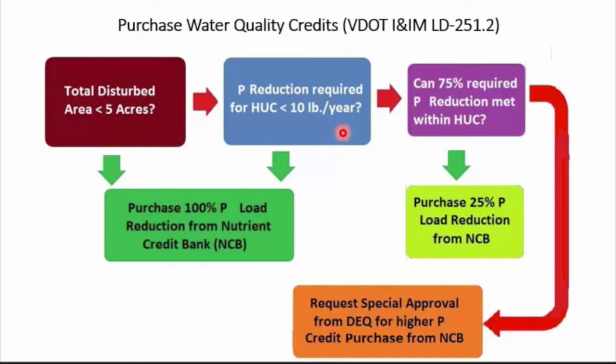If neither of these situations apply, but if 75% of the required nutrient reduction can be met within the HUC, then the remaining 25% load reduction could be purchased from a bank. It is possible to purchase more than 25% of the required phosphorus load reduction from a bank, but this requires DEQ approval and is decided on a case-by-case basis.